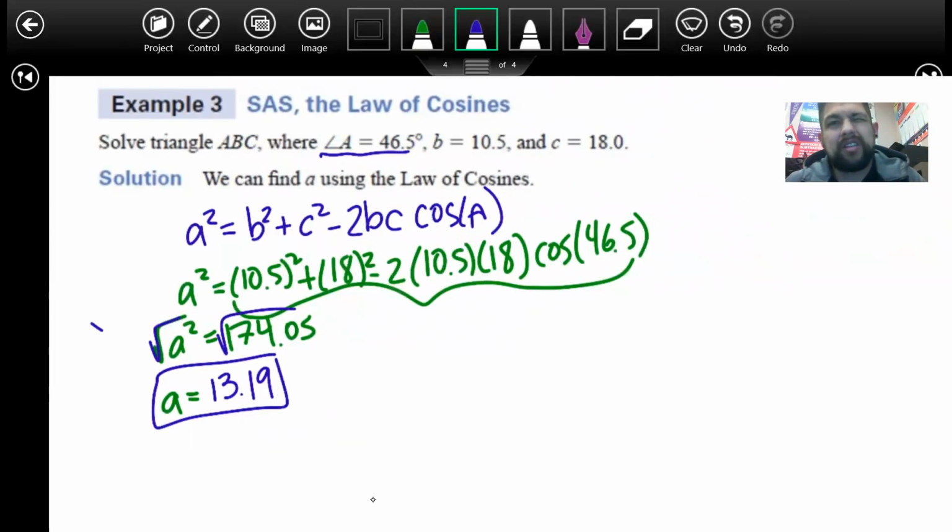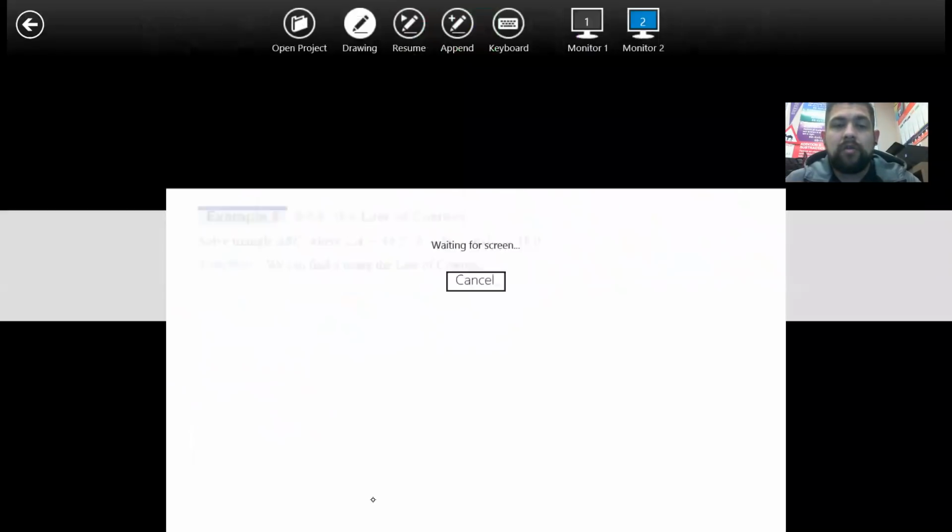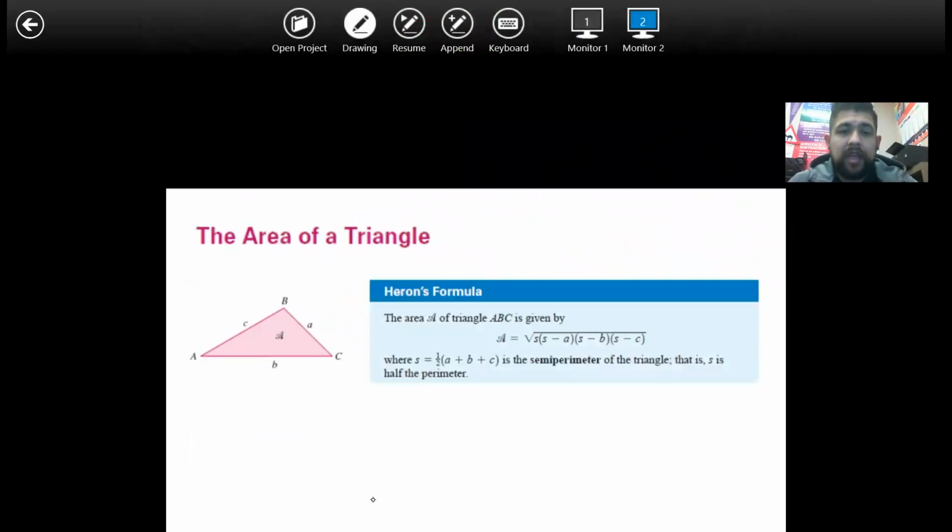So that's all I wanted you guys to take away from law of cosines for both the side-side-side case and the side-angle-side case. Okay, so that deals with law of cosines. Pretty much what we've been doing is being able to apply the theorems. The next one we're going to be doing here is Heron's formula.